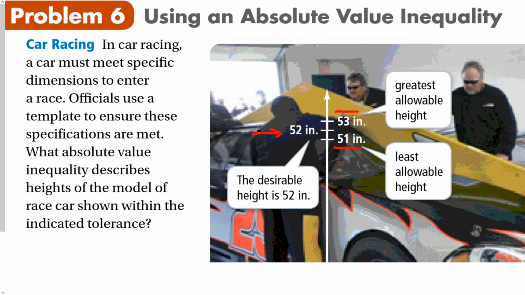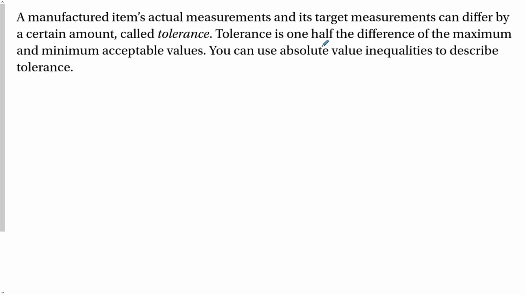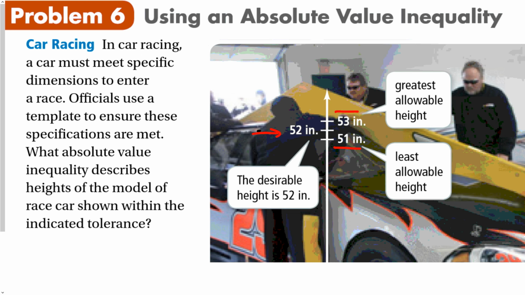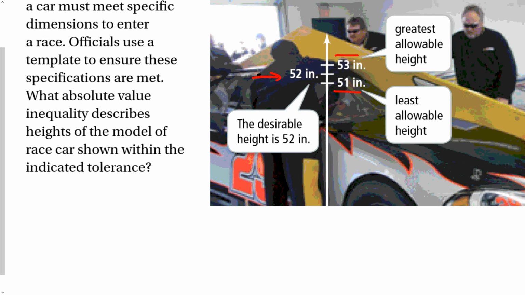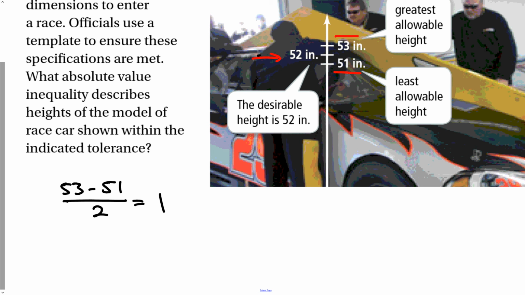So if I was going to calculate the tolerance, the formula for tolerance says half of the difference of the maximum and minimum. So basically, we're finding the middle of the max and the min. So if we take 53 minus 51 divided by 2, we get 1 inch. Okay? That means that the actual height of the race car has to be within 1 inch of 52. So it could be 51 or 53.